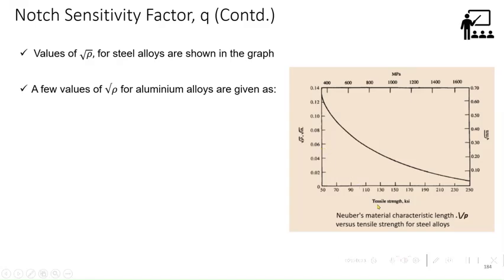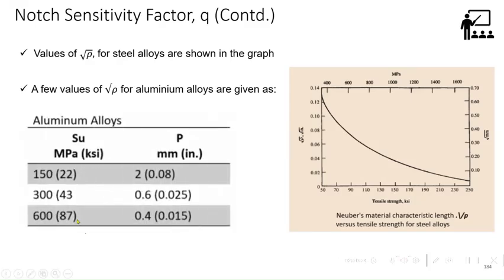Though its variation is with tensile strength in ksi, you cannot take aluminum whose ultimate strength falls below here. You should not take q that way, because the mechanisms are different. Ferrous and non-ferrous will have a difference. For aluminum, this is the equation. For steel, you have to refer to this equation to find the square root of rho, the characteristic parameter. For aluminum, this is available.